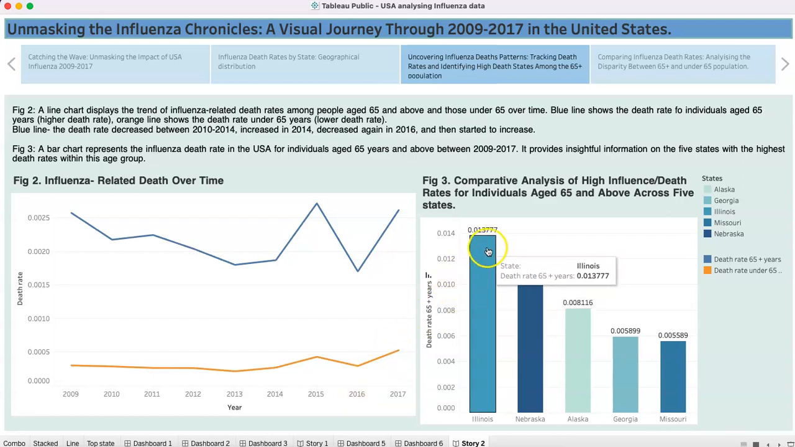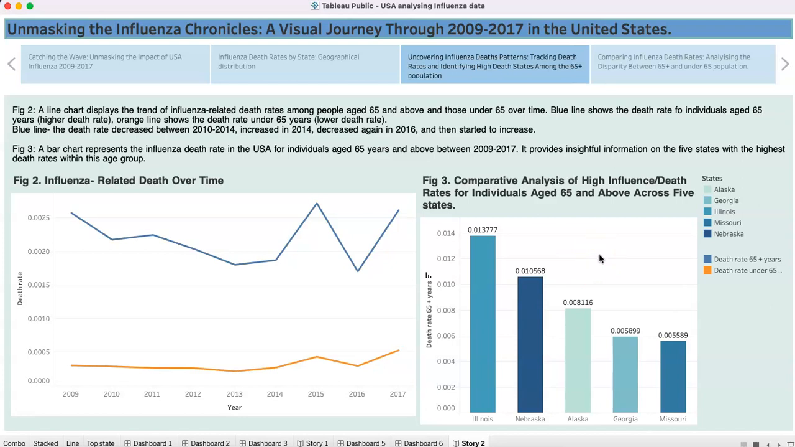Moving to figure 3, which is a bar chart displaying the top 5 states with the highest death rate over 65 years and above between 2009 to 2017. As you can see, this chart provides a clear comparison of the severity of influenza-related death in these states. This allows us to identify areas that require special attention and resource allocation.